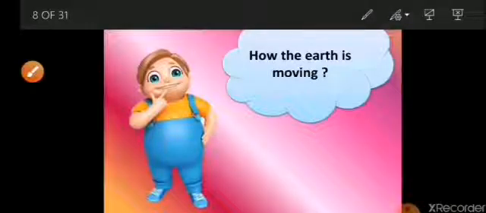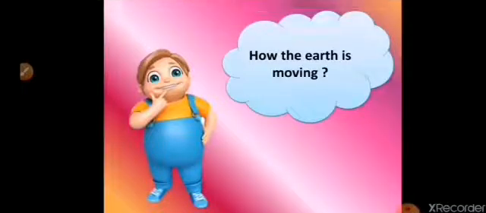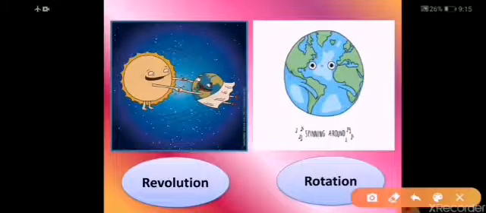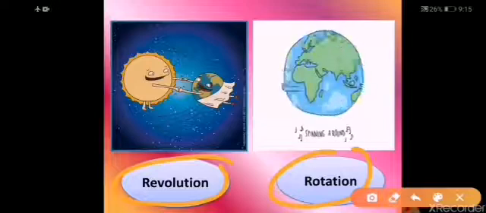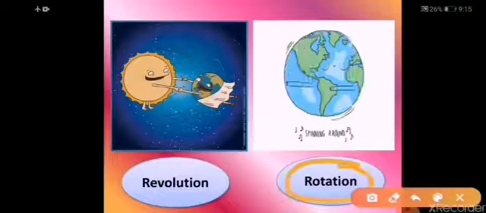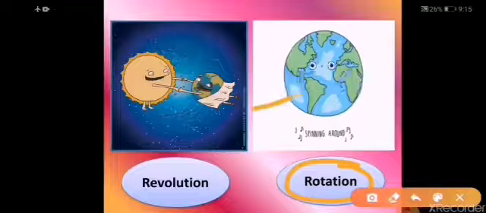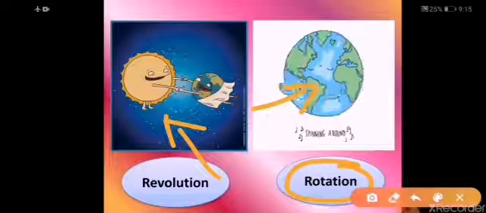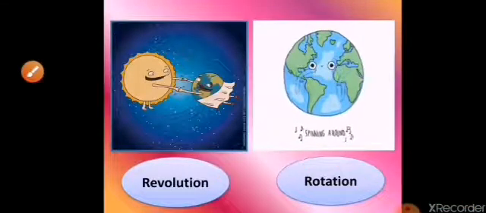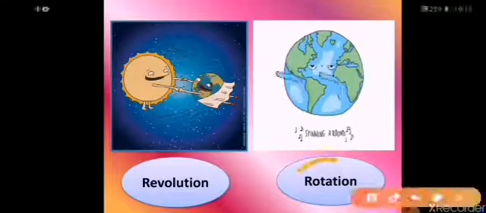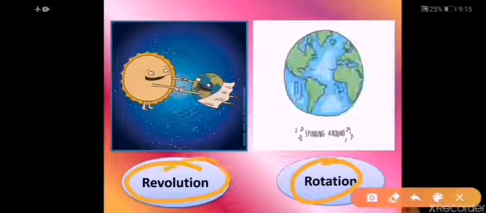Now, how is the Earth moving? The Earth has two types of motion or movement. Number one is called rotation and number two is called revolution. Rotation means that the Earth is moving around itself, like that. But revolution means that the Earth is moving around the sun. Now, let's take them in more detail and understand why the Earth rotates and why the Earth makes the revolution.